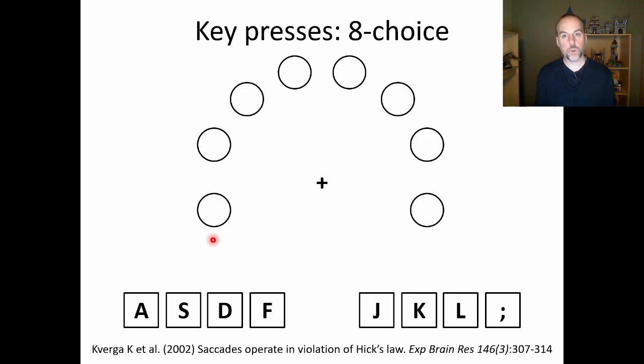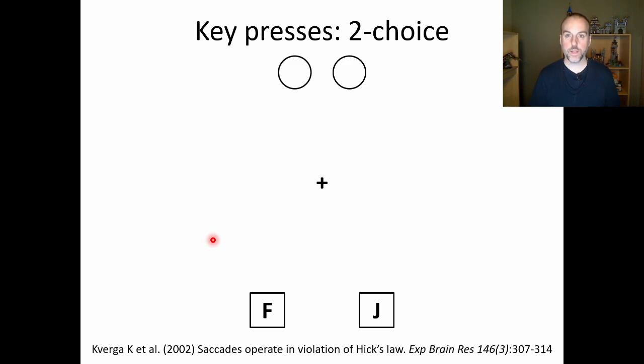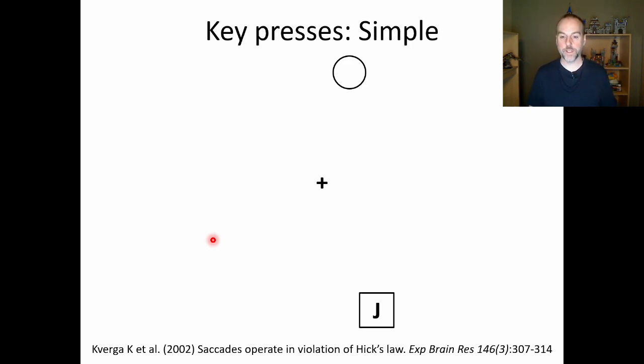So you tested 8-choice. Should have the longest reaction time there. 4-choice, a little bit easier. So now you're just using 4 fingers, 4 stimuli. 2-choice, and simple reaction time.